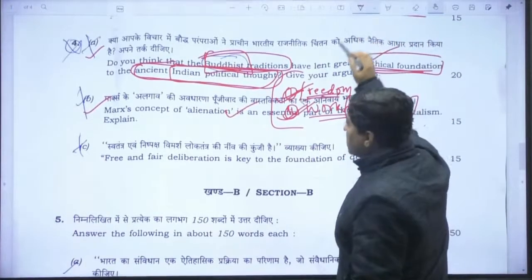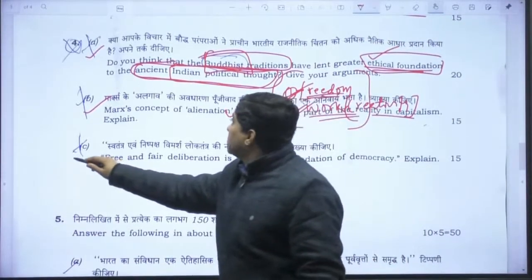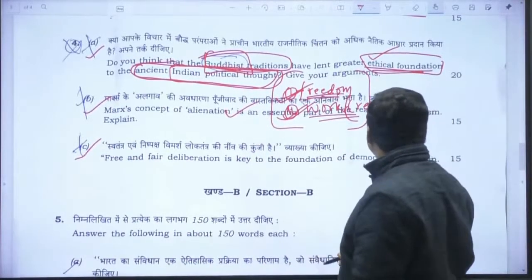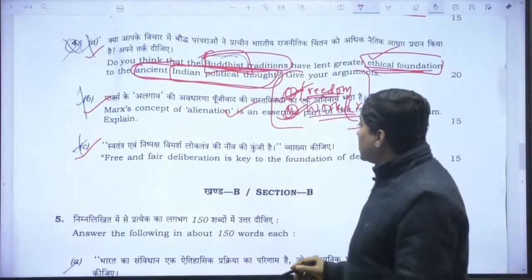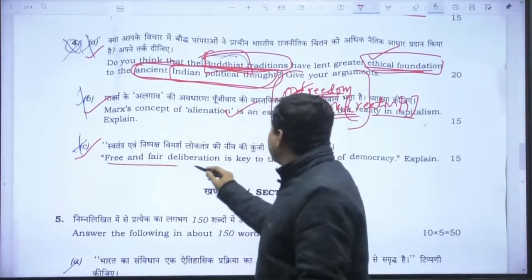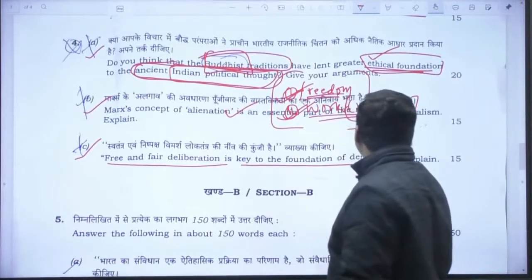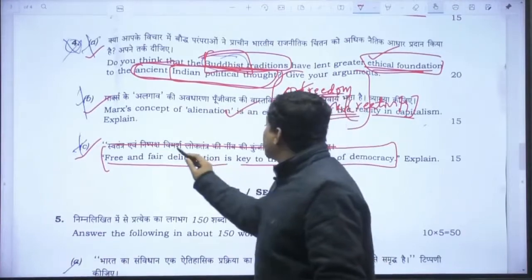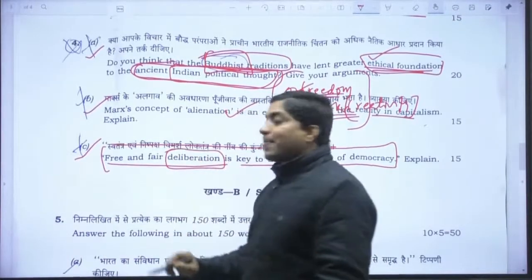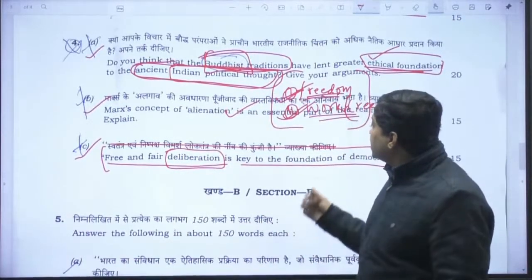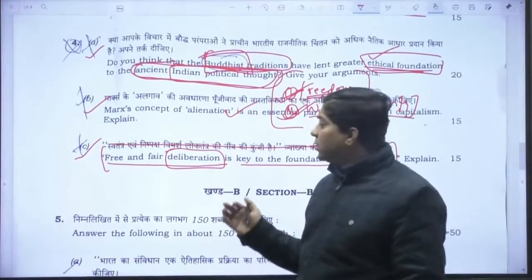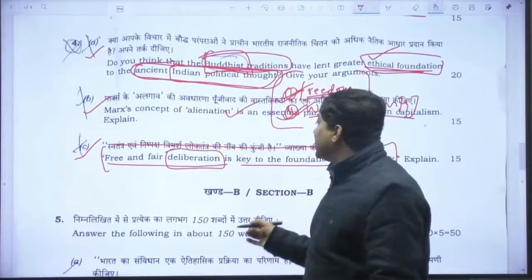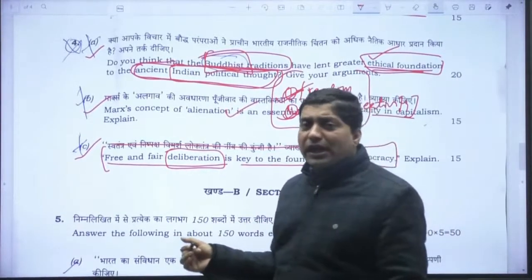The next question is 4C. Free and fair deliberation is key to the foundation of democracy. Explain. Now, if you look at the word deliberation, in other words we can say debate, discussion, contemplation. Deliberation is very important in any democracy.